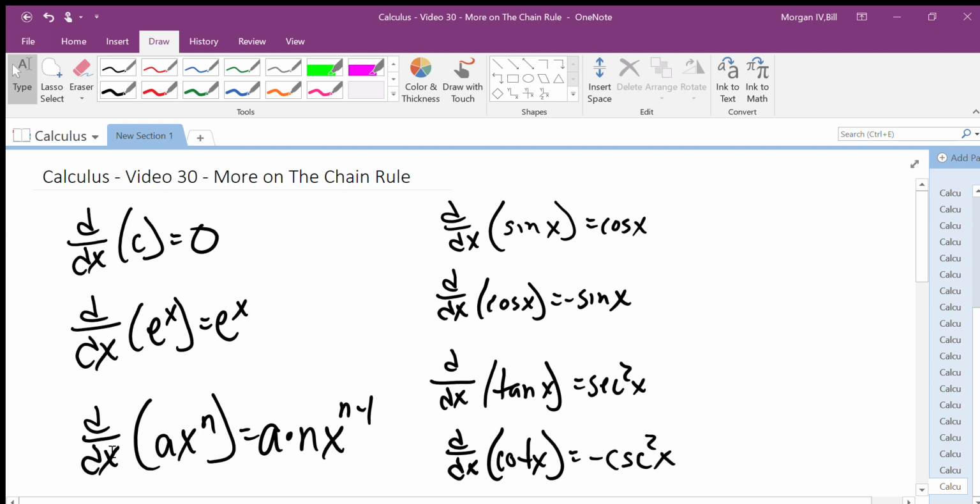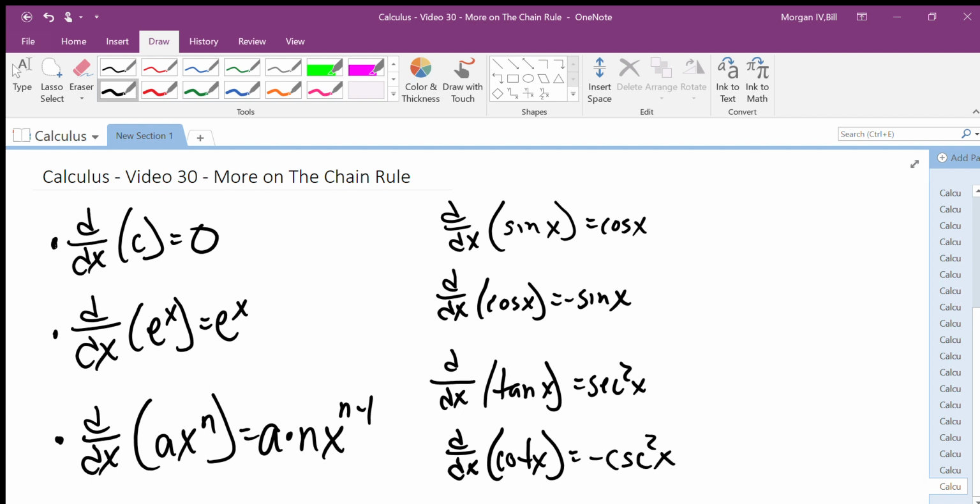Calculus, video 30, more on the chain rule. So before we get there, let's just recap what we know so far. A few of the rules for derivatives that we know. We know that the derivative of a constant function is equal to 0. We know that the derivative of e to the x is e to the x. Power rule: the derivative of a times x to the n is a times n times x to the n minus 1.